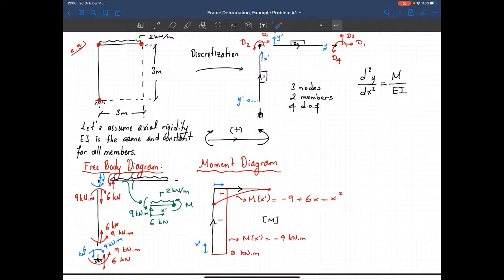And we will do more example problems, and you will better understand what we are doing here.